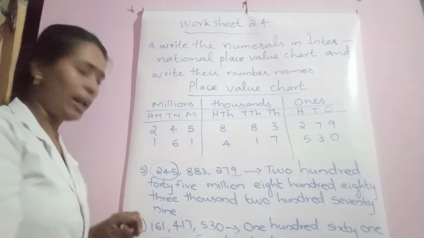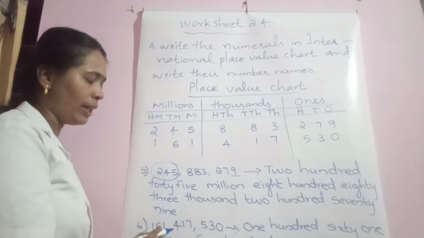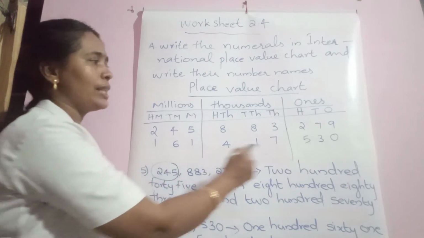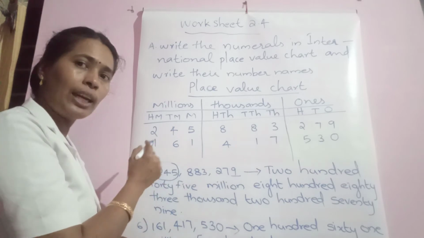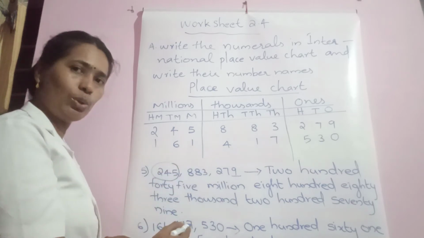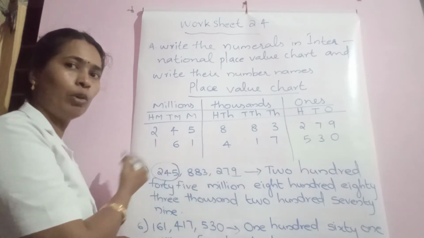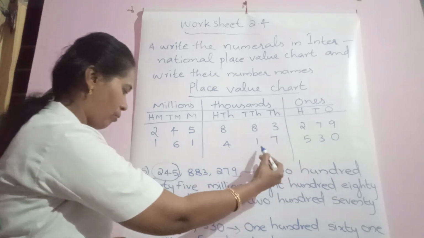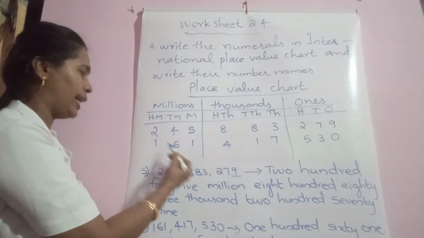Similarly, the sixth one: 161, 417, 530. First, let us represent the digits on an international place value chart. Already understood by you: start from your right side, move to your left side. 0, 3, 5, 7, 1, 4, 1, 6, 1.